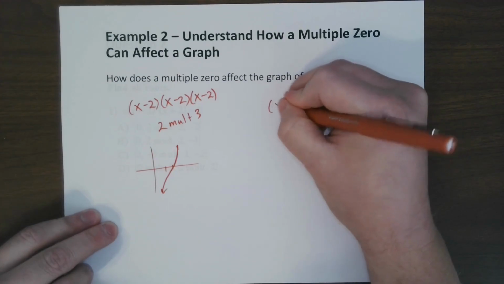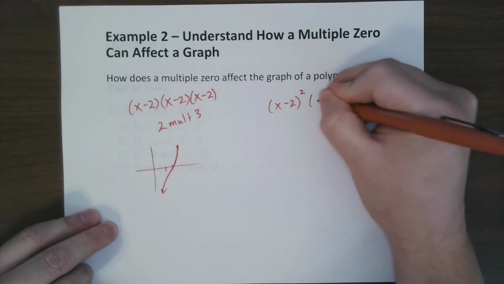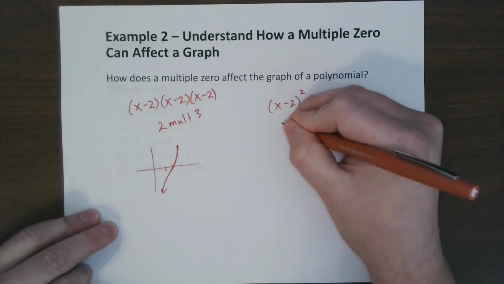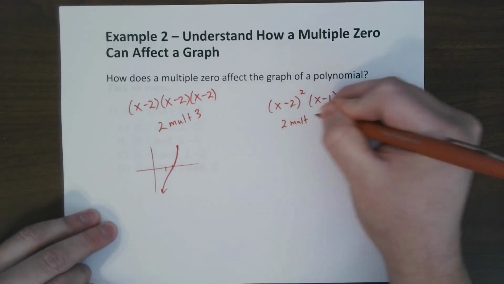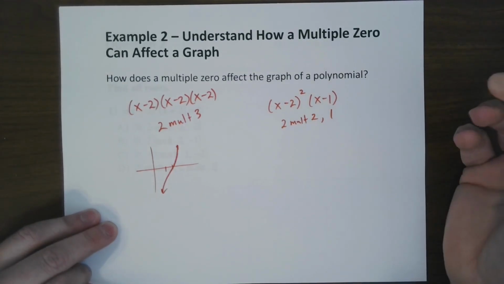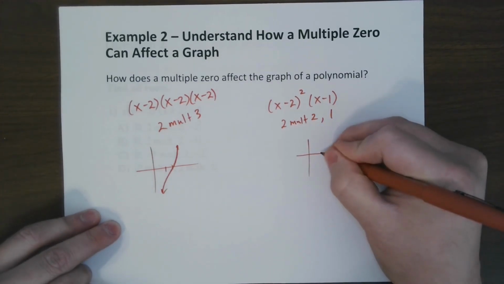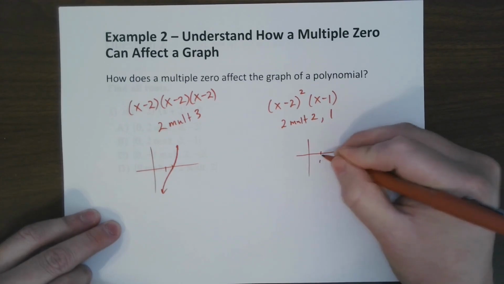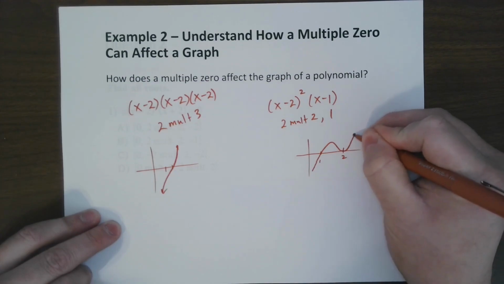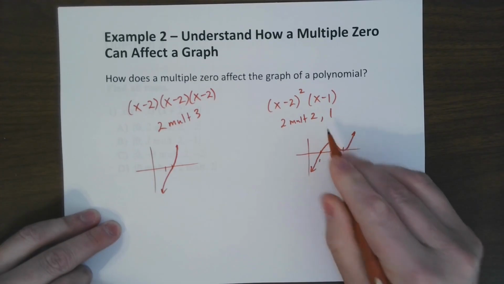What if you have something like this, where it's x minus 2 squared and then x minus 1? You would say it is 2 mult 2 and 1. Since there's only one of it, that's it. Once again, the graph of this one would be at 1 and at 2. At 1, it would just cross over, and at 2, it would bounce off, like that, because whenever it's got an even multiplier, it bounces off like a parabola.